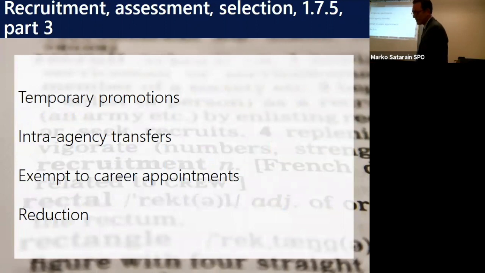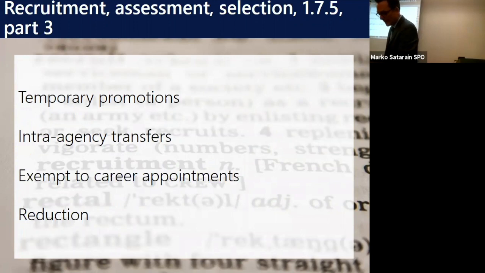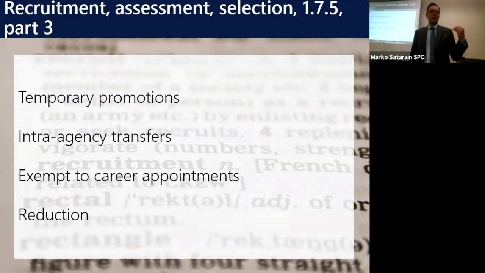Still on recruitment, you can do temporary promotions not to exceed 12 months. The person still must hold the qualifications and abilities necessary for the job, which is important. And then after that temporary promotion occurs, the person will then go back to their former position without right of appeal.